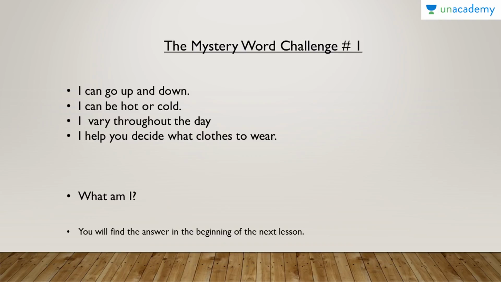So there are 4 clues that are given on top. I can go up and down. I can be hot or cold. I vary throughout the day. I help you decide what clothes to wear. What am I? You will find the answer in the beginning of the next lesson.